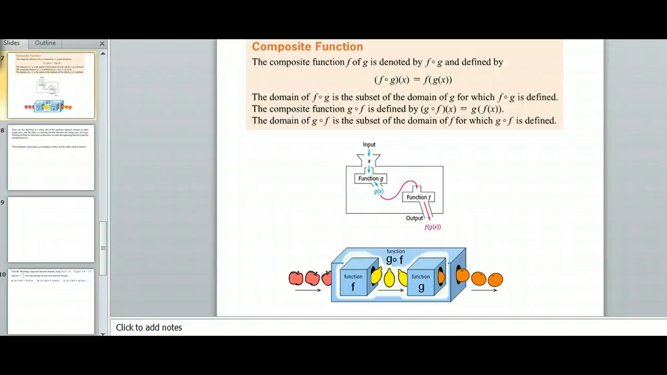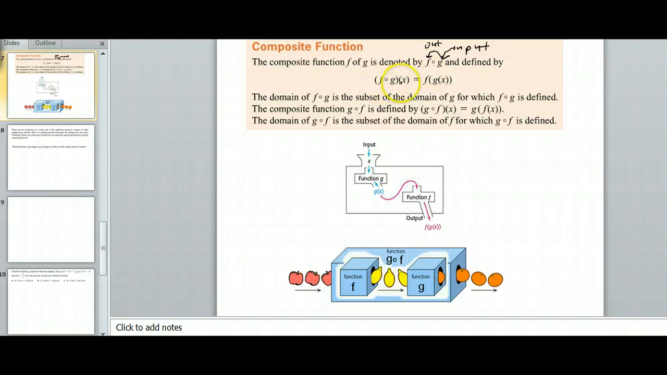Okay, this is the end of 4.2. This is composite functions. A composite function is like you take an input, you put it into one function, and then you take the output of that function and put it into the next function. Basically, the input goes into whichever one comes first, and then the output of that one becomes the input of the next one.